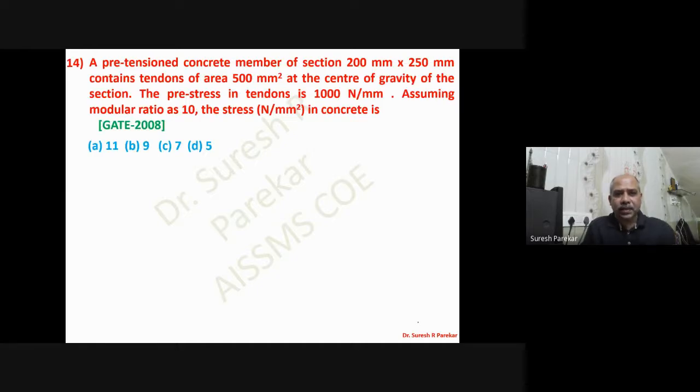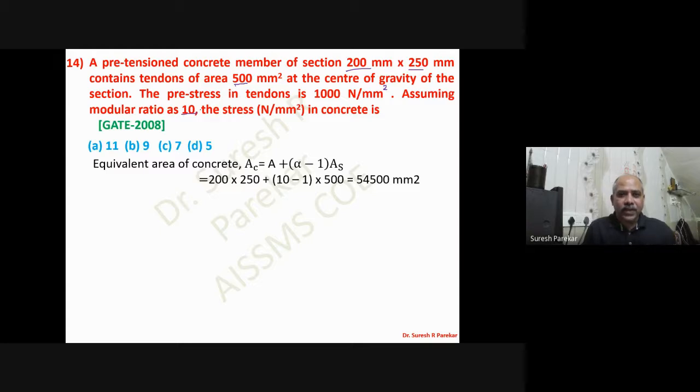Then we have a pre-stressed pre-tension concrete beam. You can see we have given dimensions 200 millimeter by 250 millimeter, and the area is given as 500 millimeter square. The center of gravity of this section tendons are at 1000 Newton per mm square pre-stress. Assuming a modular ratio of 10, the stress in concrete is asked. Here we have to find the equivalent area because the modular ratio is given. So we calculate the value of AC, because now fc is equal to P upon AC. Then we substitute this and get the value 9.17 Newton per mm square. So the option is B.